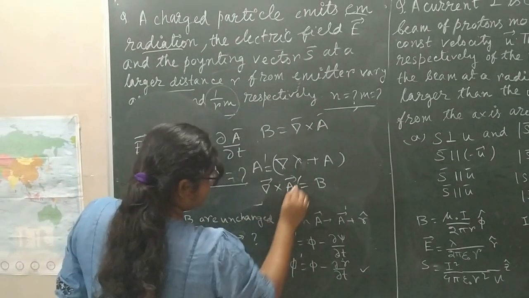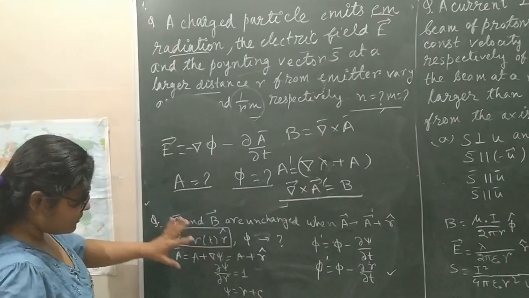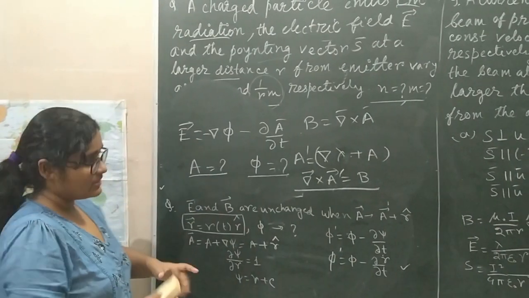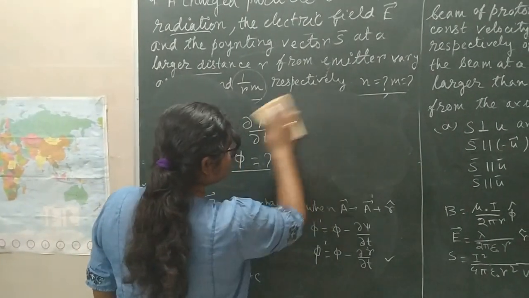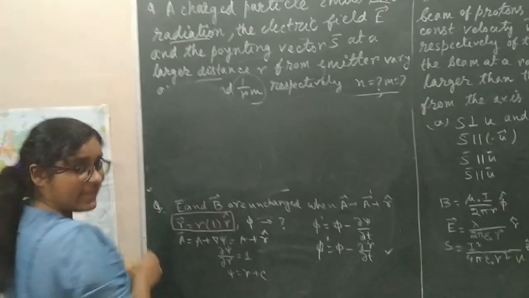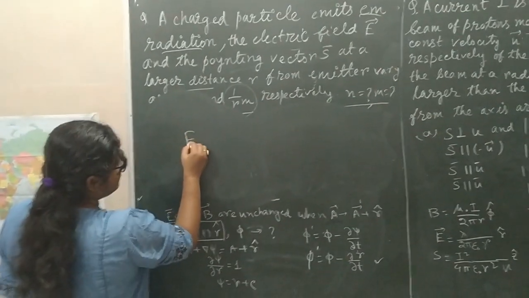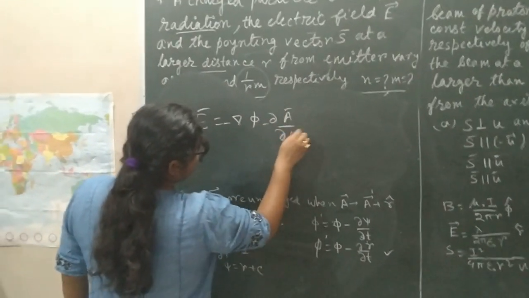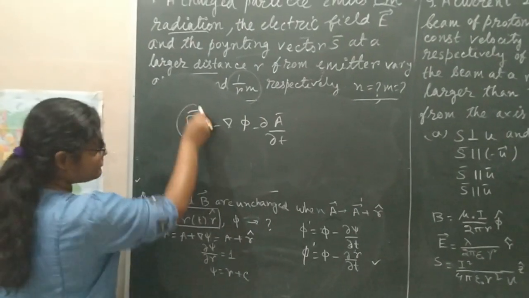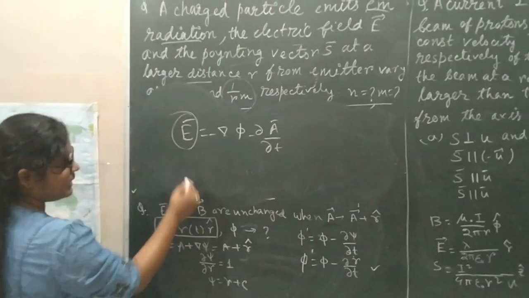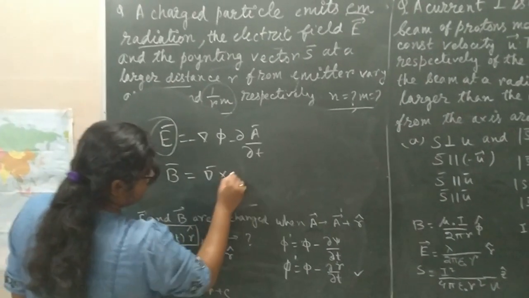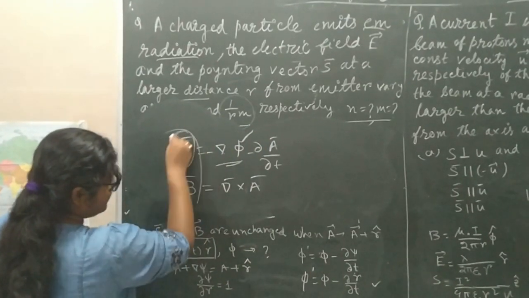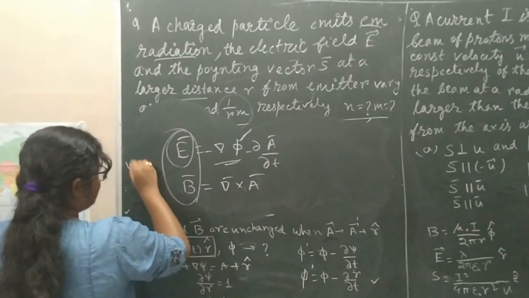So you may change the A vector, but you have to change also the scalar potential phi. Suppose you have only changed the A vector and haven't changed phi, then due to the relation with minus del A by del t, A will be changed, there is no change in phi, so the electric field will be changed. But here the electric field and magnetic field vectors should be unchanged. So if we want to change A, then we have to change phi, so that the overall electric field and magnetic field remain unchanged.